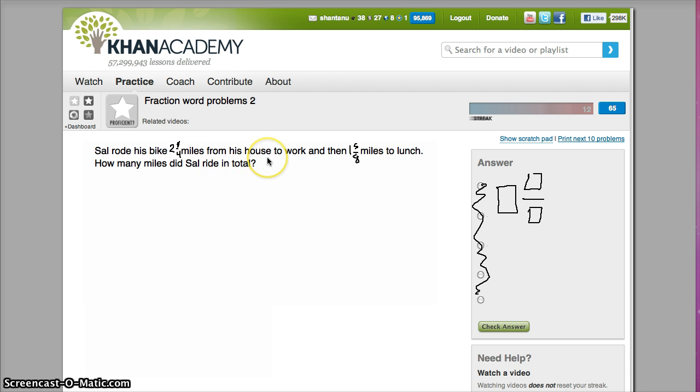And actually, this is one of the problems in the developmental math playlist called adding mixed numbers word problem. So you can get the hints from there.